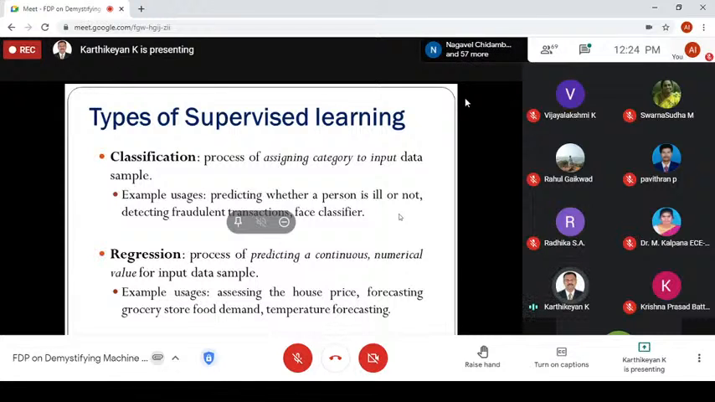Now, what are the example usages we can give? Assessing the house price. We will have historical data for house prices in a particular area. That historical data is given to the learning algorithm, and the algorithm will decide the house price for the present conditions. Another example is forecasting grocery store food demand. Suppose there is a grocery store, what will the food demand be for the next day, for one week, or for any festival day? Those food demand calculations can be done with a regression algorithm. Then of course weather prediction. Temperature forecasting of a particular area can be done with regression models. These are the major categories of supervised learning.